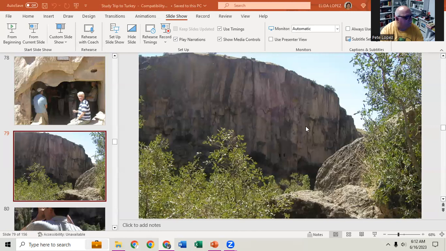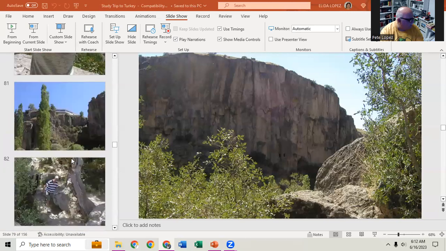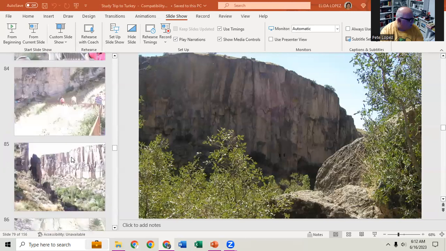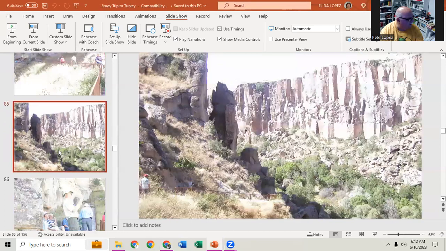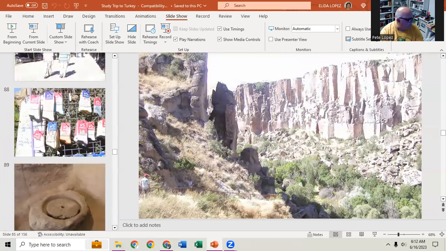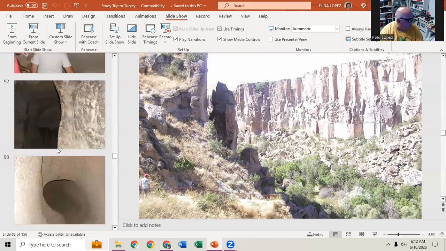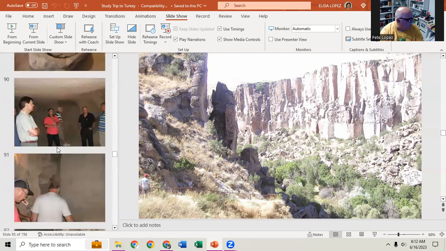Well, I hope you enjoyed these pictures of Alara Valley. It's another good photo of Alara Valley, just to give you an idea of what these people were going through.